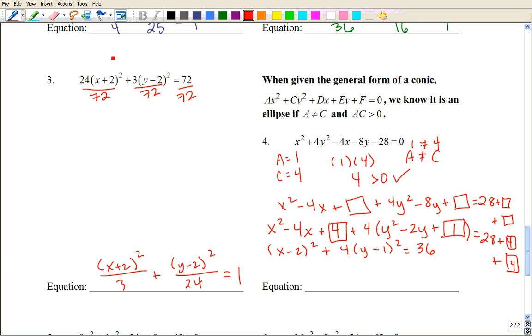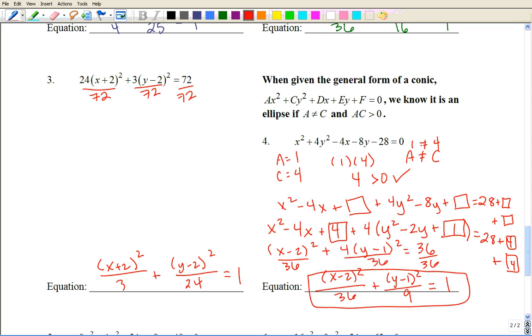Now we have a problem just like 1, 2, and 3 from a moment ago, where I need this equal to 1. So if I divide every single thing by 36, then my equation will be x minus 2 squared over 36 plus 4 over 36 reduces to 1 over 9, and then 36 divided by 36 is 1. So that would be the final equation right there.